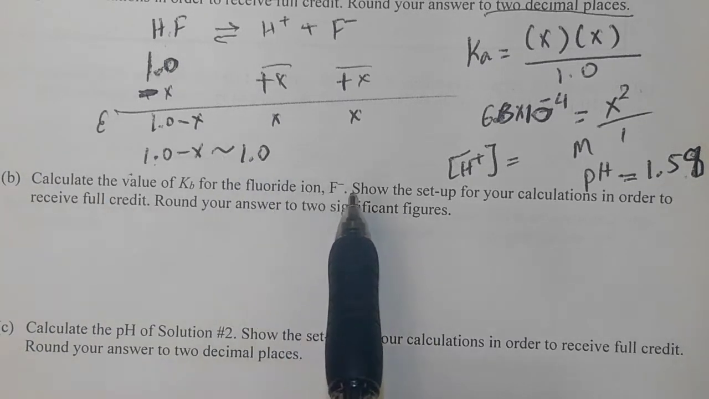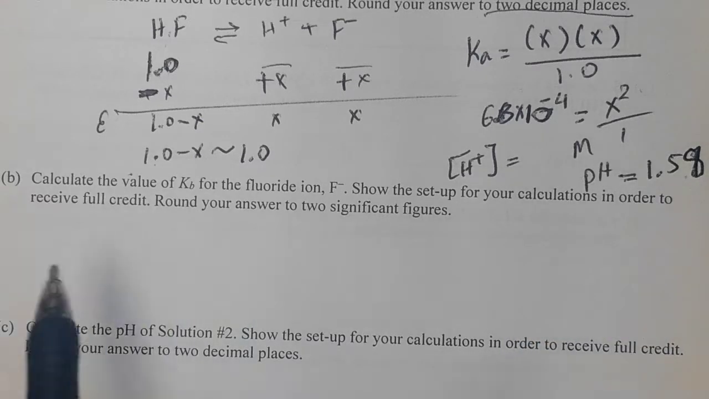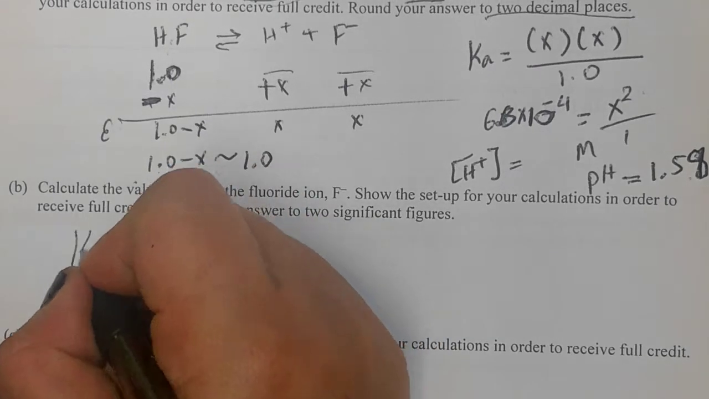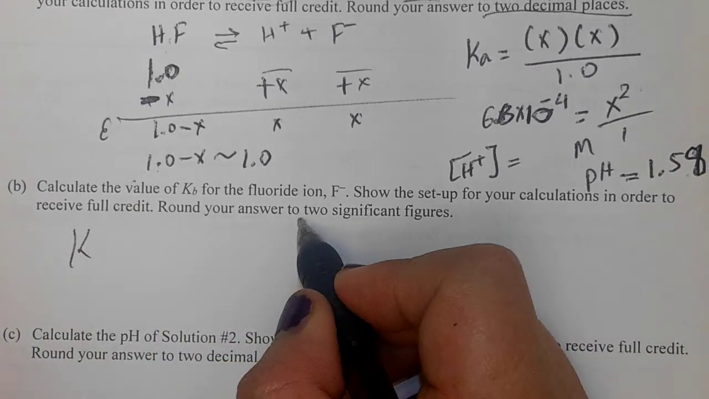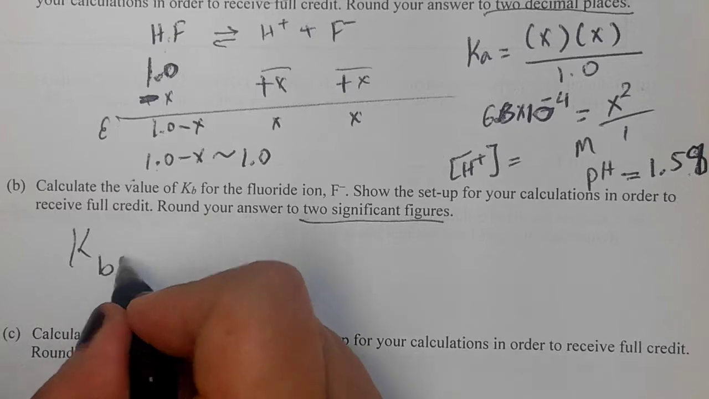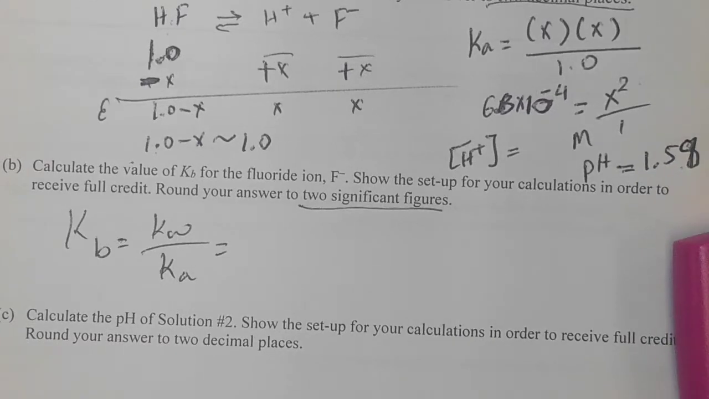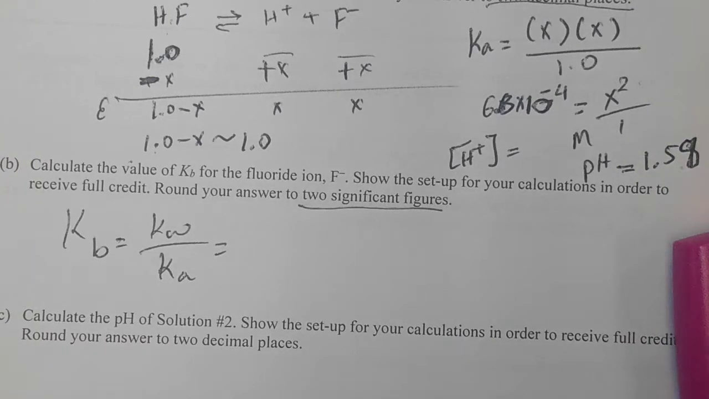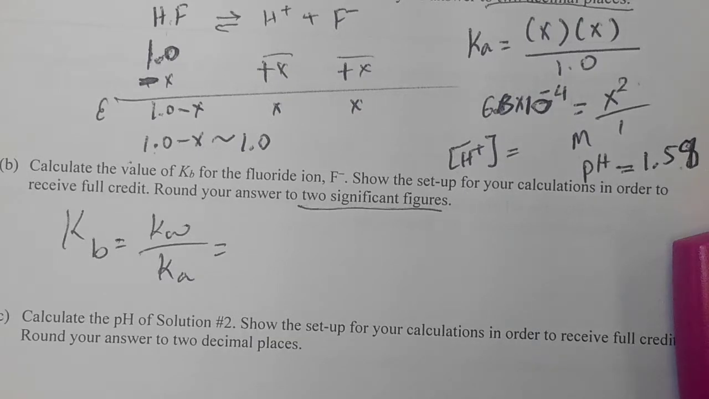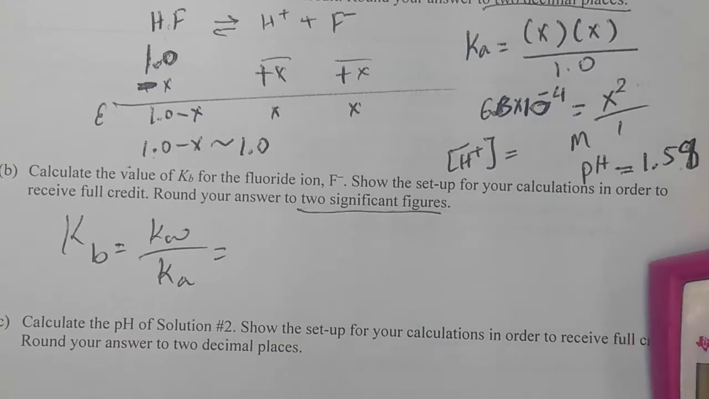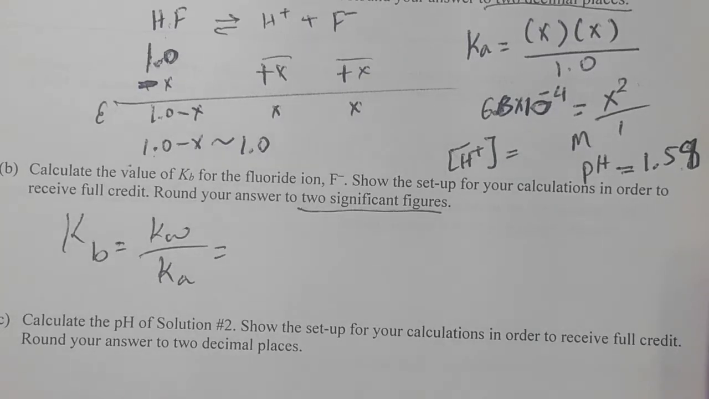Calculate the Kb for the F minus ion. Show your setup for calculation in order to receive full credit. So how do you find Kb? Kw divided by Ka. So remember, you do need to show your setup. Kb is equal to Kw divided by Ka. So what do we get? Let me double check. Yeah, 1.5 what? That's the important part.